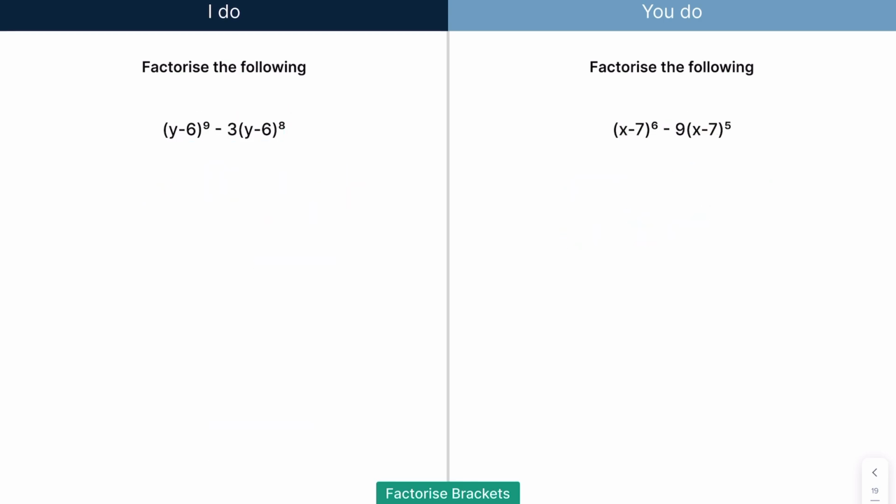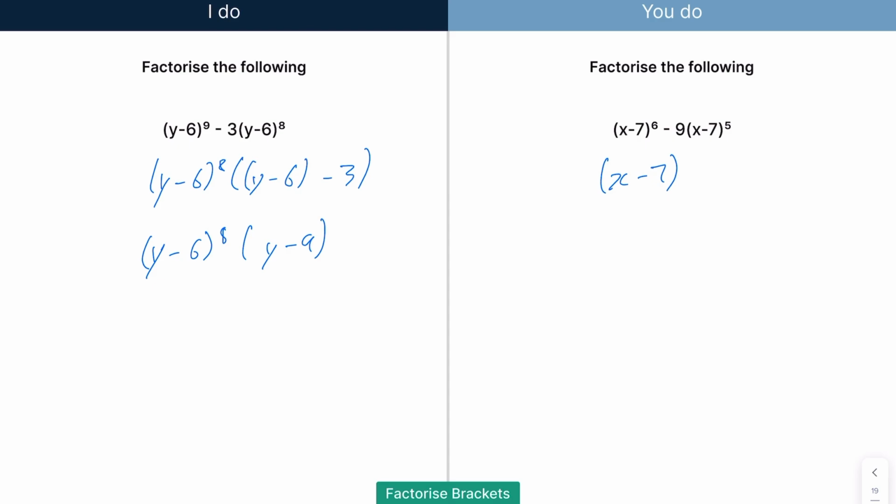Moving on. So again, take out the smallest power. And just taking care with signs here. That is your answer there. So hopefully with this one, you have pressed pause and had a go. So again, taking out the smallest power. And that is that there.